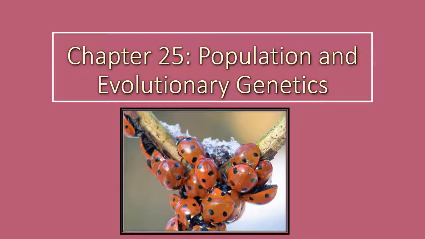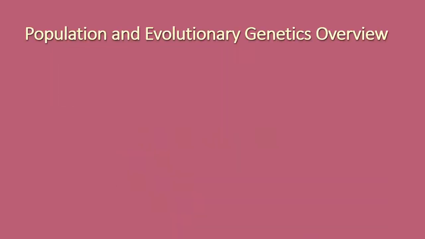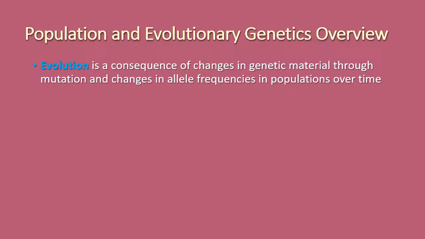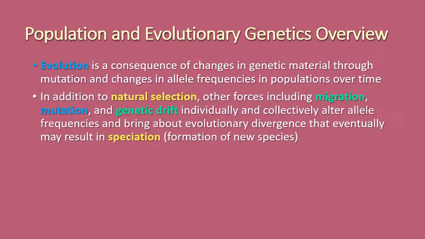Okay, so now we're moving on to Chapter 25, Population and Evolutionary Genetics. So first let's do an overview of what population and evolutionary genetics refers to. You probably remember from general biology, you've learned about evolution, and you know it's a consequence of changes in the genetic material through mutation and then changes in allele frequencies in populations over time.